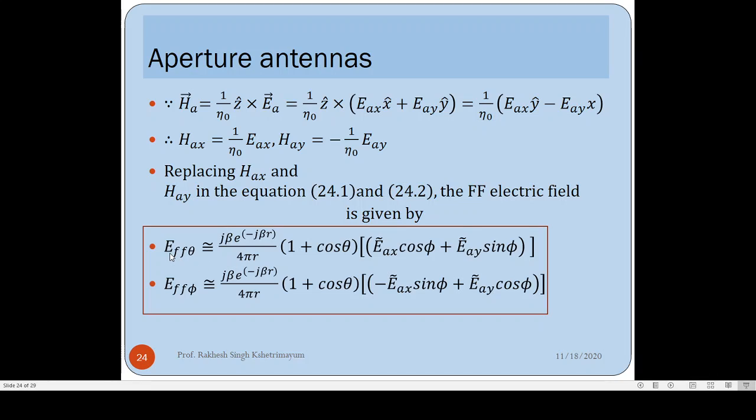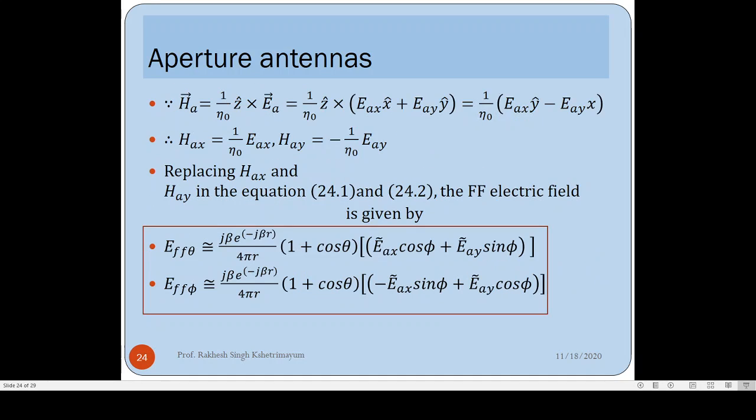The electric field in the far field of the reflector antenna, theta component, is j beta exponential minus j beta r by 4 pi r, times 1 plus cos theta, times Eax tilde cos phi plus Eay tilde sin phi. Similarly, for the far field of the reflector antenna, the phi component is similar to this. You have the expressions for the Fourier transforms of Eax and Eay, so you can find out the field.